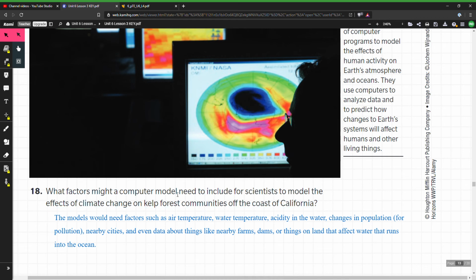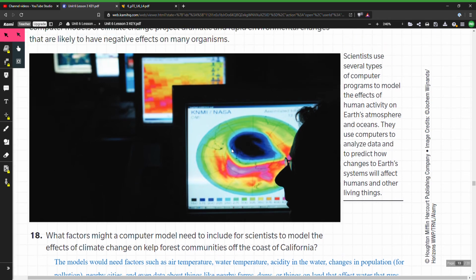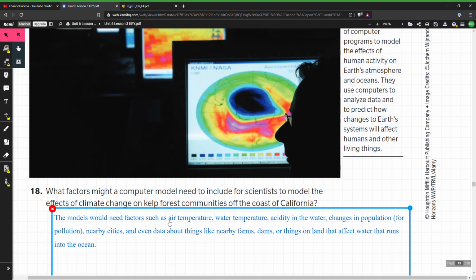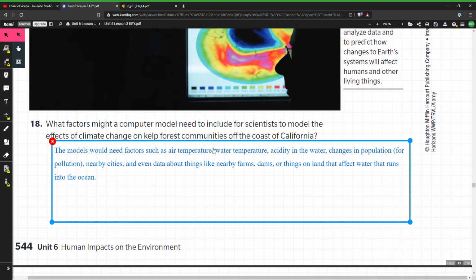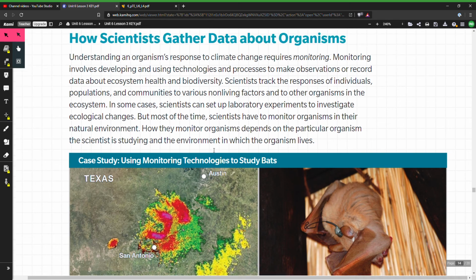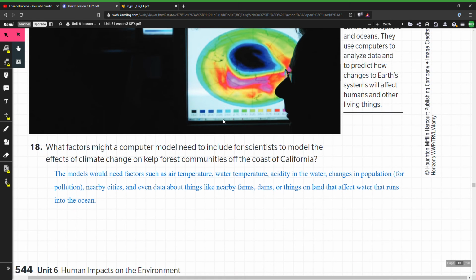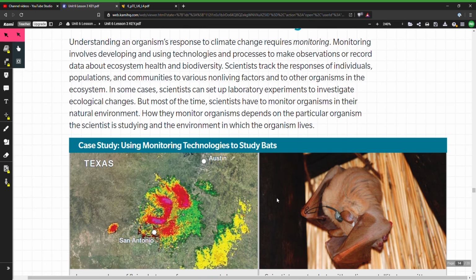What factors might a computer model need to include for scientists to model the effects of climate change? Some things you'd be pumping into computers would be things like air temperature, water temperature, the acidity of the water, the long-term weather patterns that you know of, the changes in the population, what cities are nearby, and pretty much anything you could think of. You're going to want to include it, because the more things you include, the more accurate your model would be. This is why they use supercomputers for these things, because there's tons of things that they're considering.